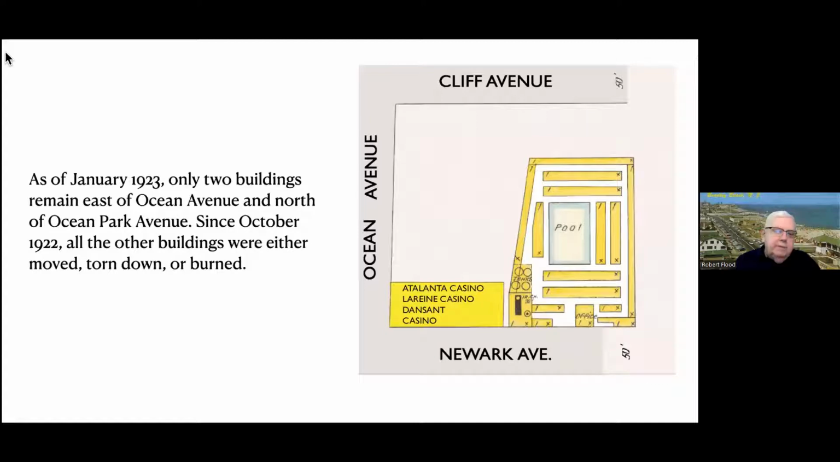As of January 1923, just a few months after that October fire, there's only 2 buildings left east of Ocean Avenue. And they're both north of Ocean Park Avenue. They're actually both above Newark Avenue. And you can see it's the old pool building and then, of course, the casino.